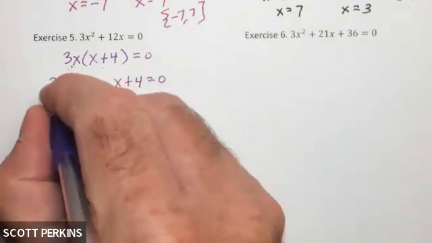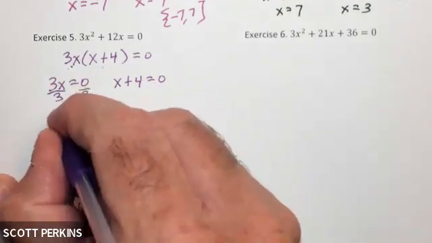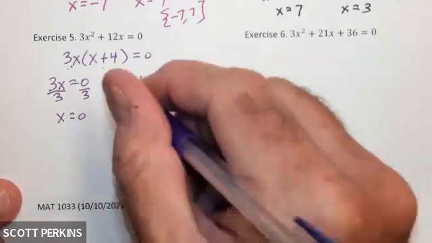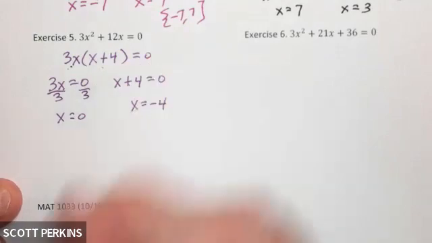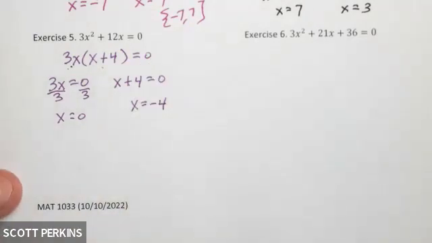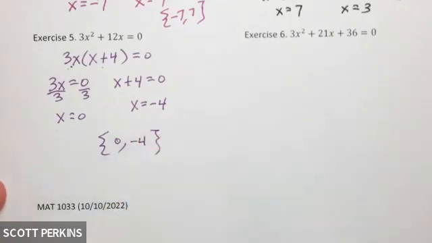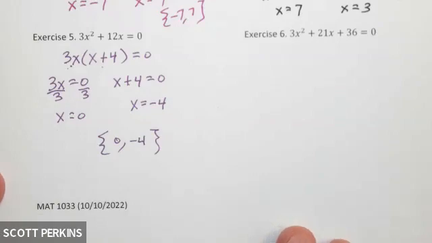On this first one, if I divide by 3, that means x is 0. That's a legitimate solution. Don't be scared. And on the second one, if I subtract 4 from both sides, then I get x is negative 4. There's my two solutions: 0 and negative 4. Oops, that's not numerical order, but I told you that doesn't really matter. I'm not using good grammar, if this was an English class.